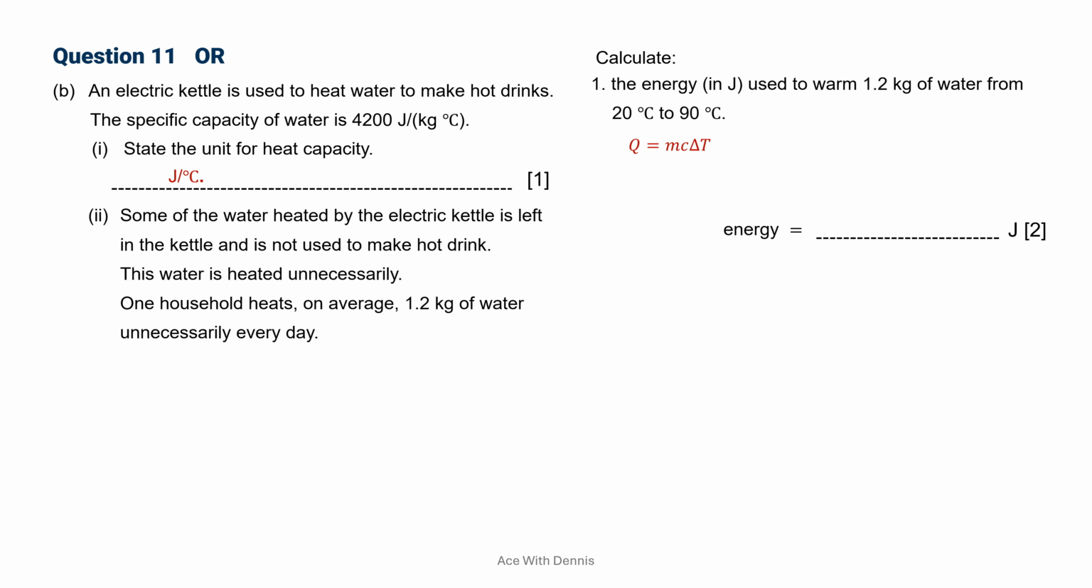So given that the mass is 1.2 kg, the c is 4,200 joules per kg degree Celsius, and the change of temperature is from 20 degrees to 90 degrees Celsius, hence it will be 90 minus 20, and we'll get 352,800 joules. So 352,800 joules is the answer.